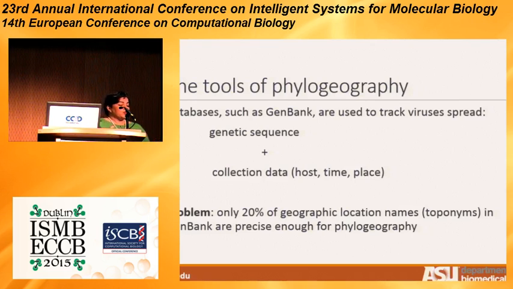To do any of these studies, they will take the genetic sequence and the collection data: the host, the time, the place. The problem is that, per our calculations, only about 20% of geographic location names, toponyms, in GenBank are precise enough for phylogeography. This could be traced back to nomenclature.